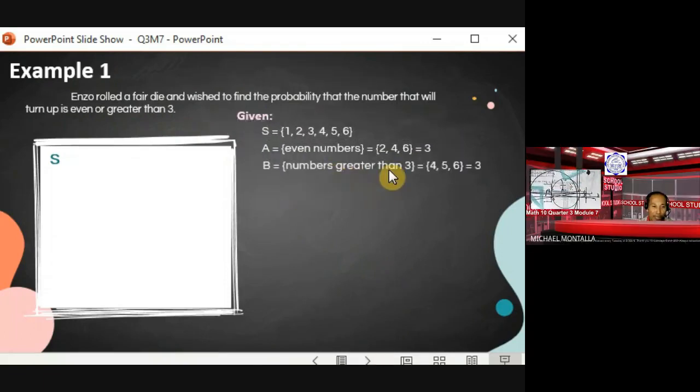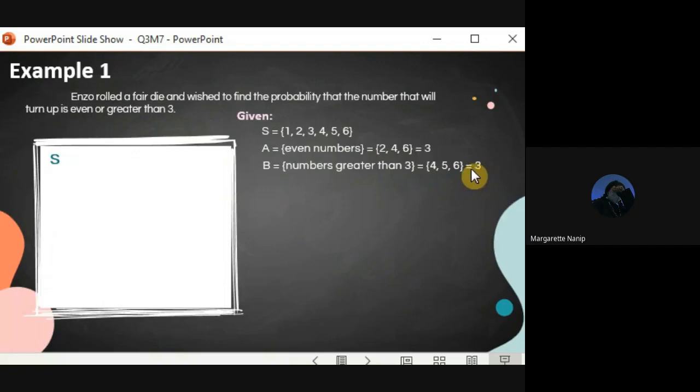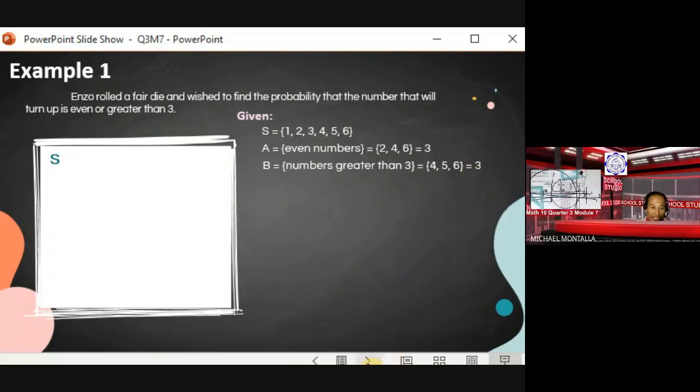Yes? Opo. Okay. Numbers greater than 3, ito yung second event natin. Ano ba yung ating greater than 3 sa sample space natin? Siyempre, 4, 5, 6. So, we have how many outcomes? 3. Very good. Tatlo. Okay, very good. Okay, next. Ito yung ating Venn diagram.